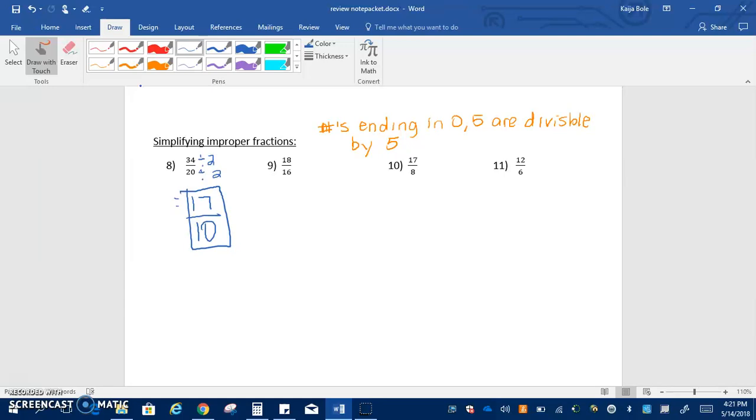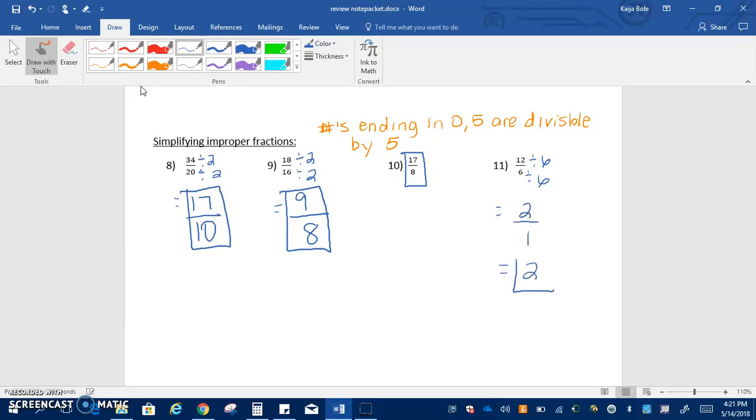I have 18/16ths here, again both even, so let's try dividing by 2 to start with. 18 divided by 2 is 9. 16 divided by 2 is 8. When we check and see 9 and 8, that's as far as we can go. So it's 9/8. 17/8, again I have that number 17. That's a prime number, so this is in simplified form. And then my last one, 12/6. So we should hopefully be able to see that we can divide them both by 6. So I get 2/1, which is the same thing as 2.